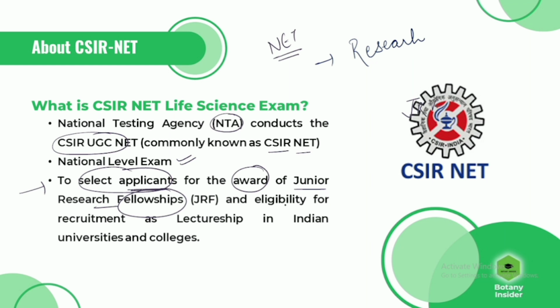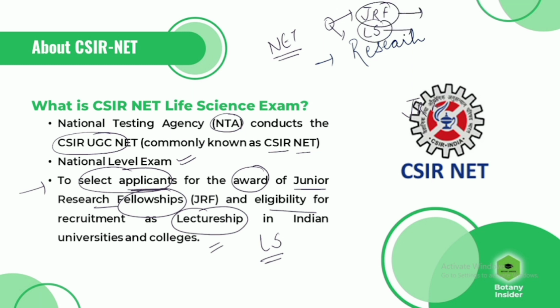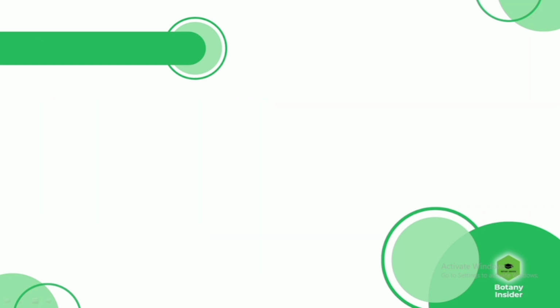And in addition to that, for the eligibility to be recruited as a lecturer, which is given the name of LS, in the Indian colleges and universities. So depending upon the marks, depending upon what you have scored, we get either the JRF or the LS. JRF is the scholarship and LS is the eligibility for you to apply in the colleges and universities as an assistant professor. Now let's move ahead and understand more about it.